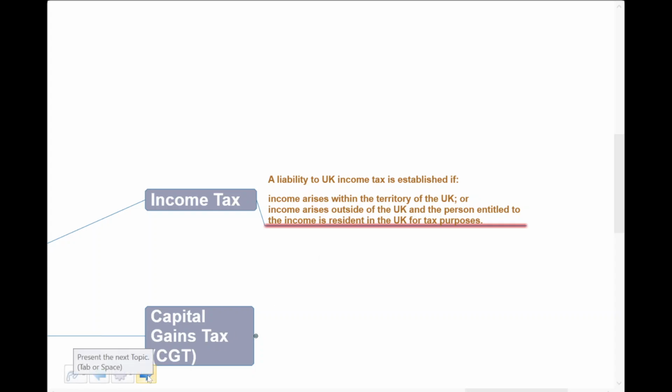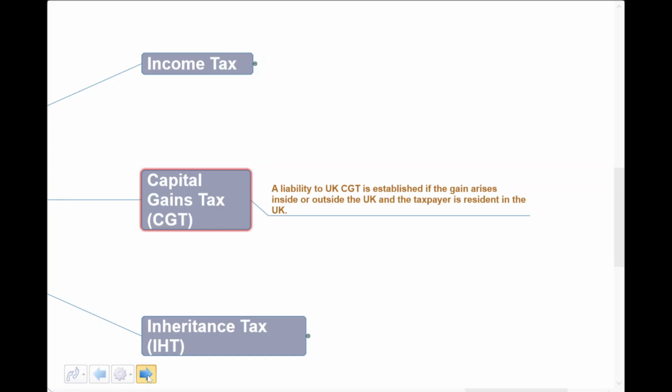So that's income tax on a basic level. Capital gains tax, as you would imagine, is really a tax on gains. So a liability is established if the gain is inside or outside the UK and the taxpayer is resident. So when I say gain, I have an asset, let's say an investment property in London or even in Paris. I'm UK resident. I sell it. I make a gain. CGT will be payable.